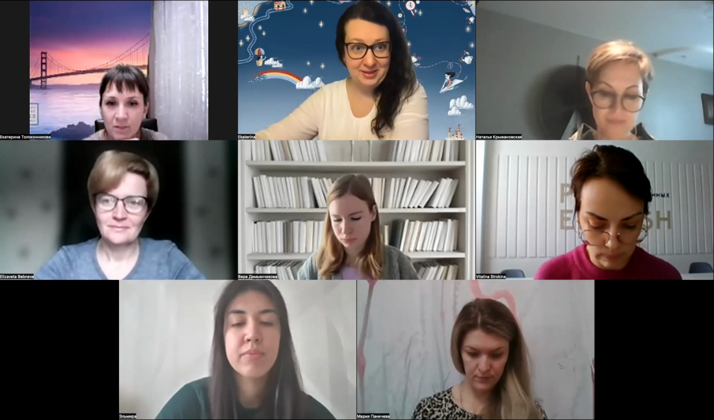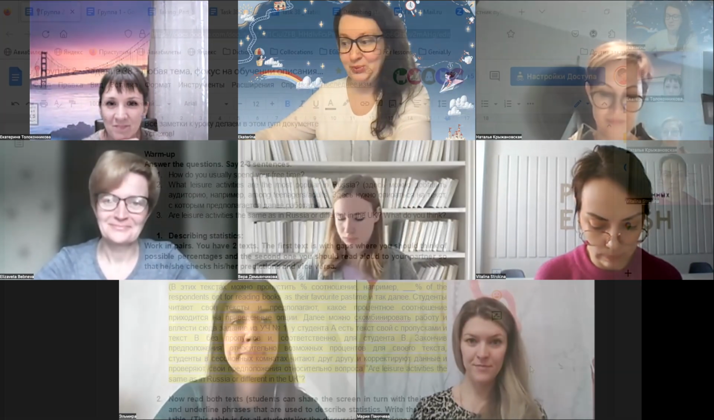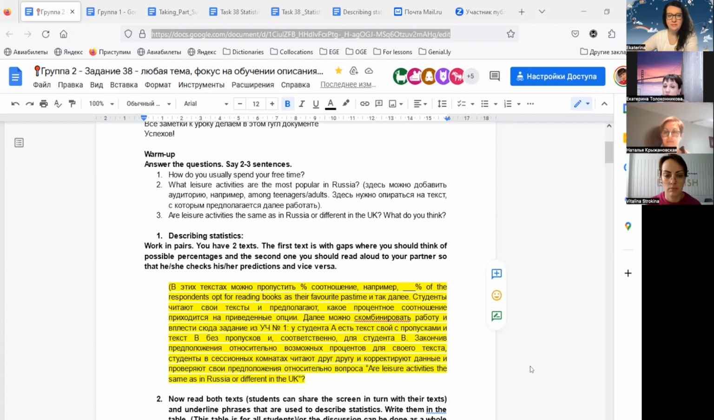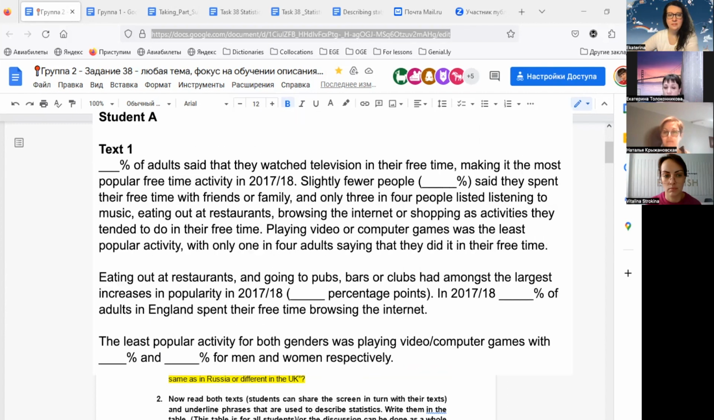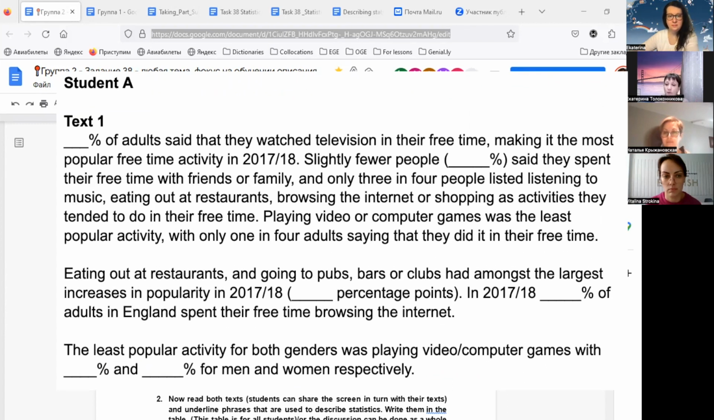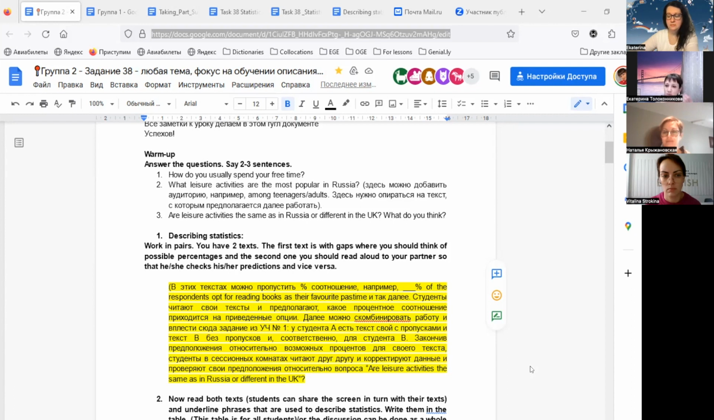So, 3 groups. I hope some of you are ready, hopefully all. They are supposed to have 2 texts. One text is gapped, and the second one is a full text. We wanted to combine at this stage 2 kinds of work, just to fill in the gap and to predict what percentages could be instead of gaps. And at the same time, students are going to practice reading as in speaking task 1.